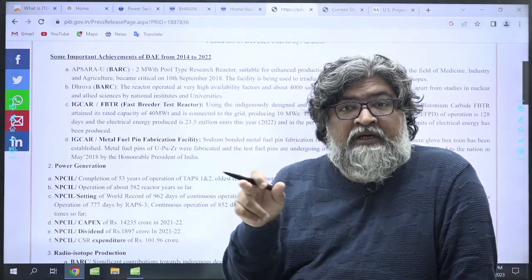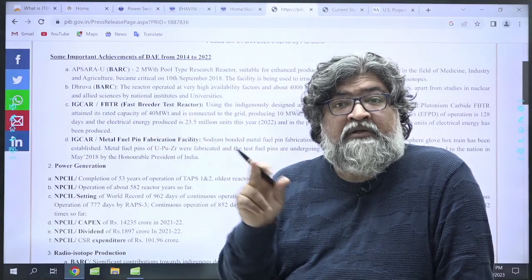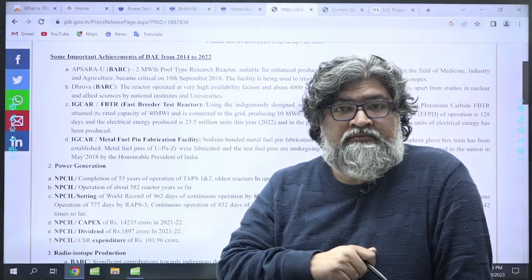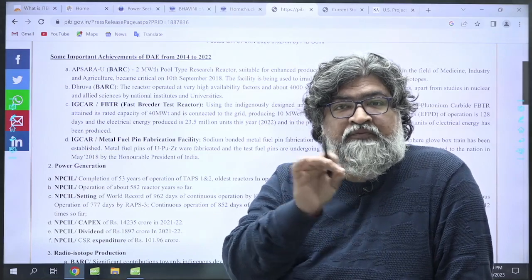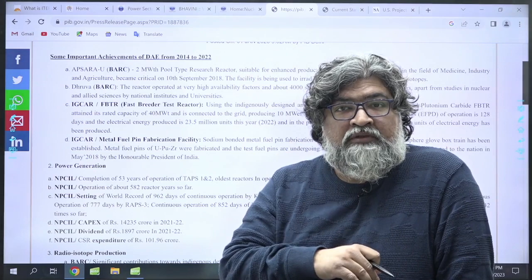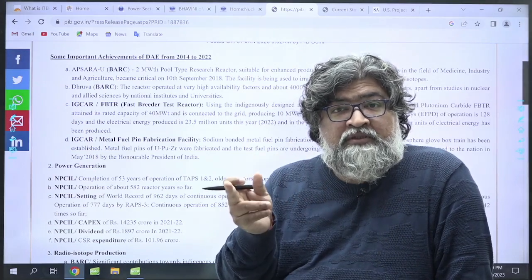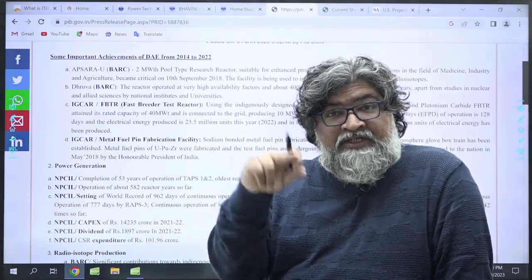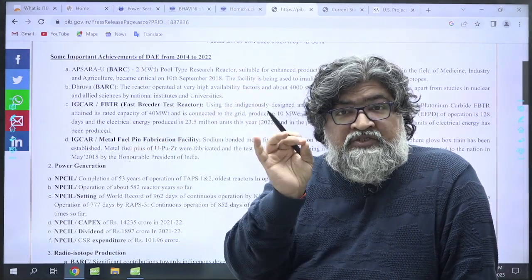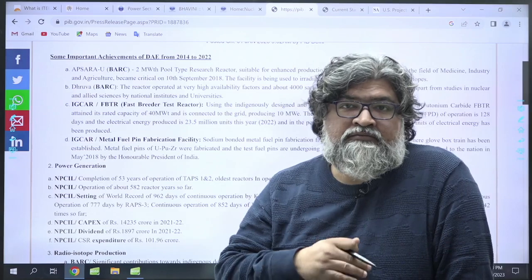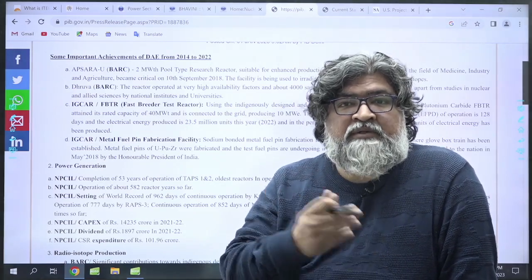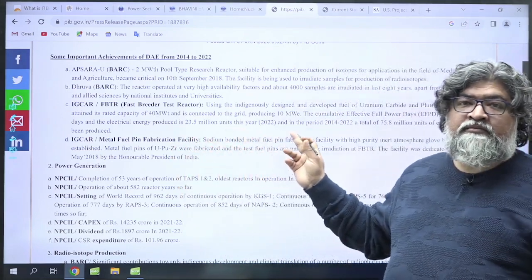Second stage FBR, IGCAR Kalpakkam, can breed plutonium from uranium-238. Uranium-238 is non-fissile, doesn't undergo fission with slow neutrons. But uranium-238 can be converted through irradiation into plutonium, which can undergo fission with a fast beam of neutrons. Very important technology Indian scientists have developed. So here you have an update.